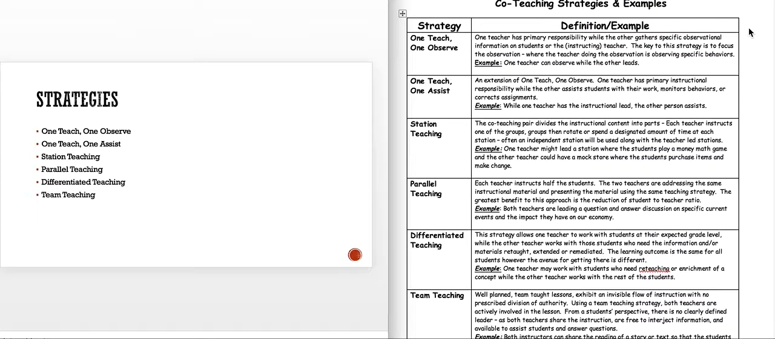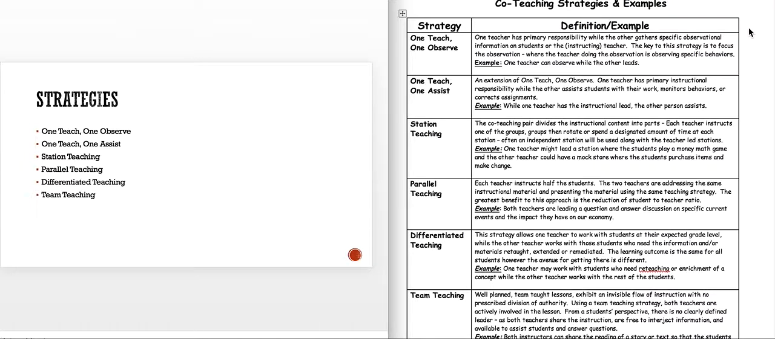The second strategy is One Teach, One Assist. This is an extension of the One Teach, One Observe, but in this instance, one teacher has primary instructional responsibility, while the other teacher assists students with their work, monitors behaviors, or corrects assignments. So one teacher is up front leading the instruction, and the other person is walking around and helping individual students or small groups of students either answer questions, making sure they're on track, things like that. So you're walking around the classroom, interacting with the students while the other teacher is up there teaching.